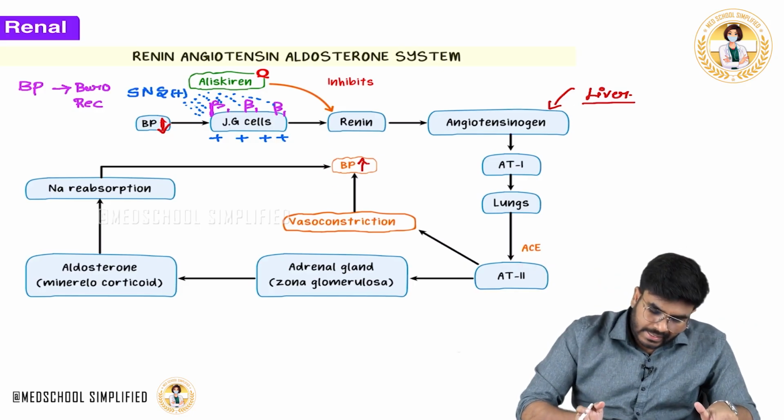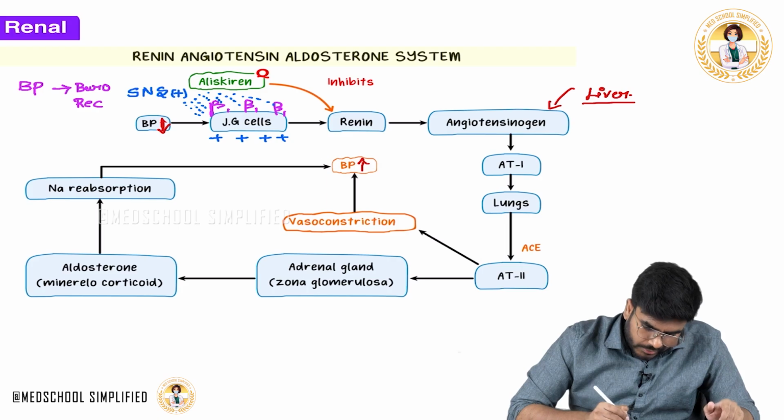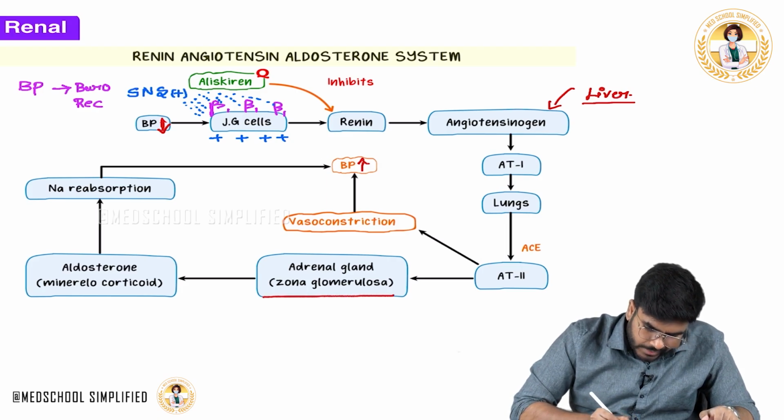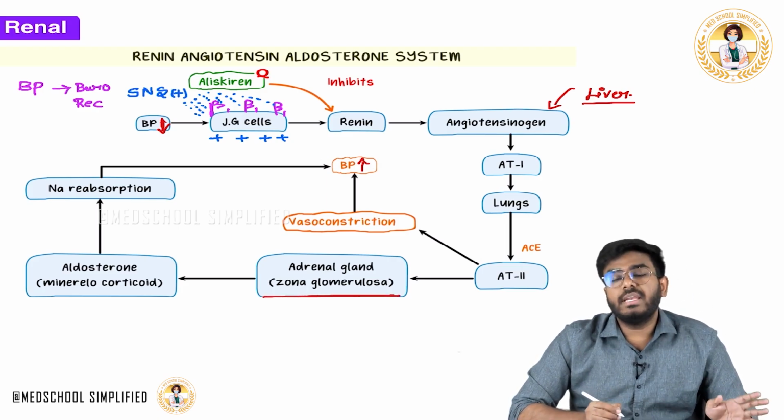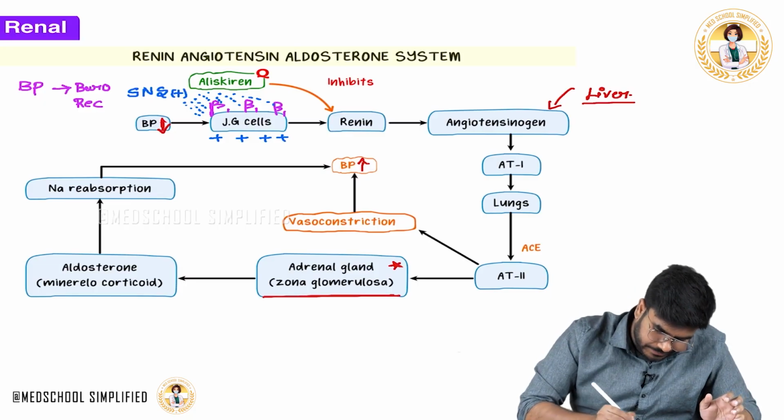Not only that, this angiotensin 2 will also act on the adrenal gland. The angiotensin 2 not only acts on the blood vessel, it also acts on the adrenal glands.